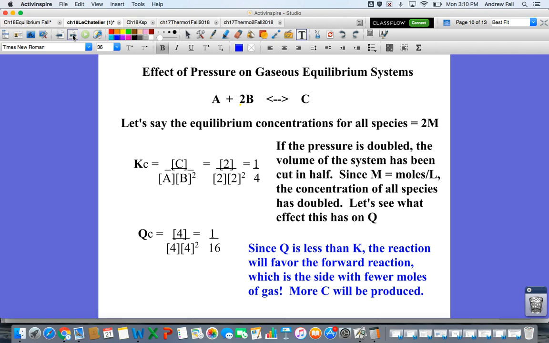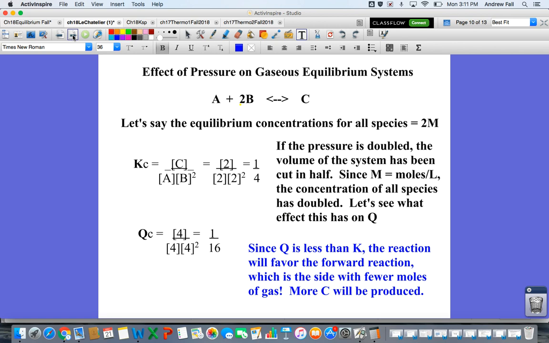And lastly, we're going to look at the effects of pressure on gaseous equilibrium systems. So here's a generic reaction of A plus 2B gives you C. And all of these are in the gaseous phase. So let's say at equilibrium, all the concentrations for all species are 2 molar. Now again, the products and reactants don't have to be at the same concentrations to be at equilibrium. I just picked the number 2 so you can easily see where the numbers come from in the calculation.